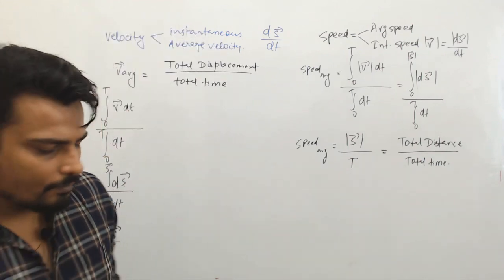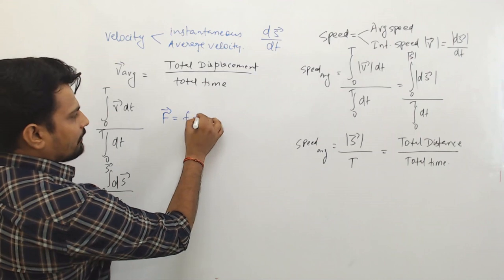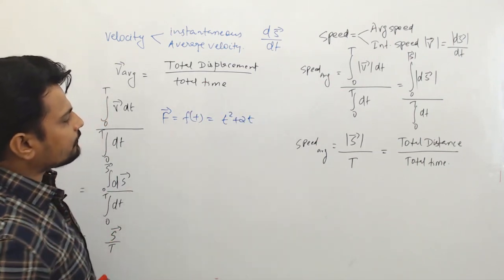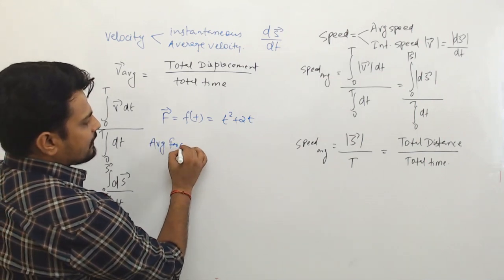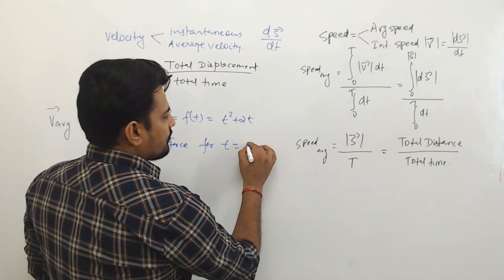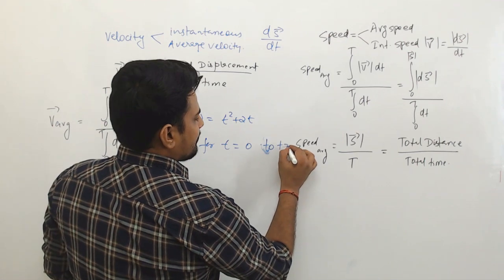Let's say we have a force that is a function of time, and it is given as t square plus 2t, something like this. I want to find the average force for the time period t equals 0 to t equals 2 seconds.